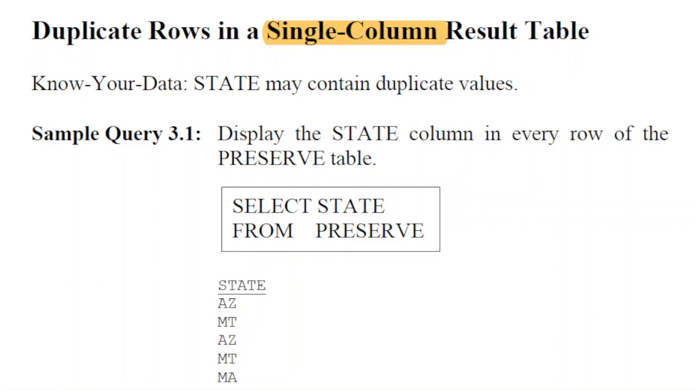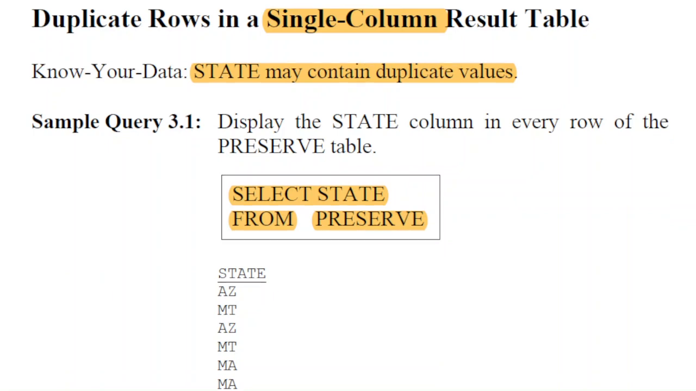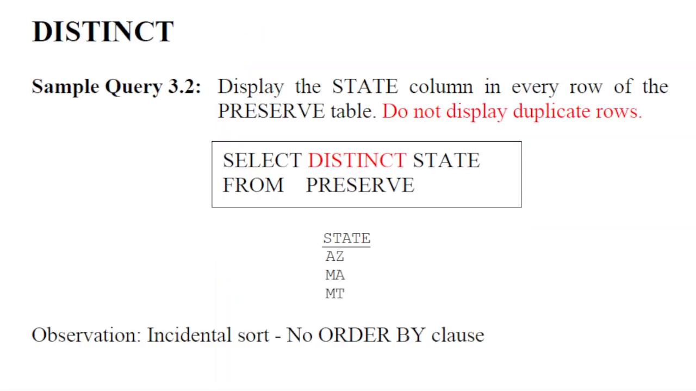And we will not specify distinct, because presumably you already know that the state column in the preserve table does contain duplicate values. If the query objective is to display all values in that column, very simple query: select state from preserve. If we eyeball this result table, Arizona, Montana, hey, there's Arizona again and Montana again. Duplicate rows will appear. Let's make them go away.